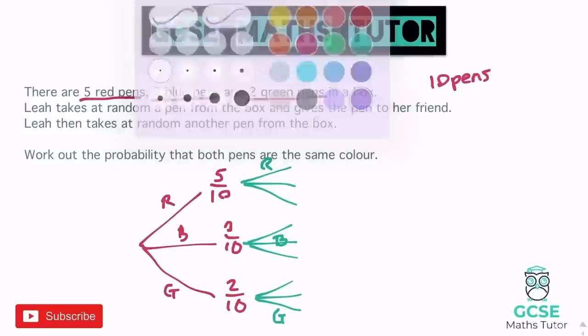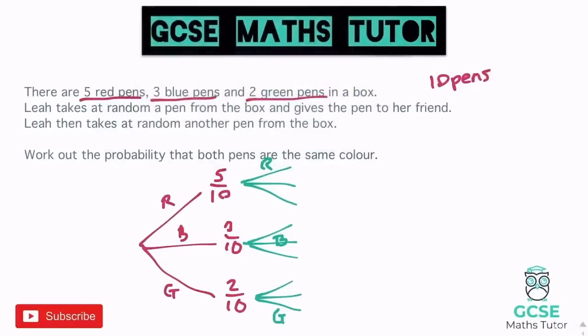Now if we think about this, there are 5 red pens in the box, so if we were to take another red pen that would reduce down to 4, so there would only be 4 red pens left, and now there'd only be 9 in the box. So I don't need to fill in every branch on the tree here. We've still got 3 out of 9 for blue, and we'd still have 2 out of 9 there for green, but I only really care about the probability of getting another red at this point.